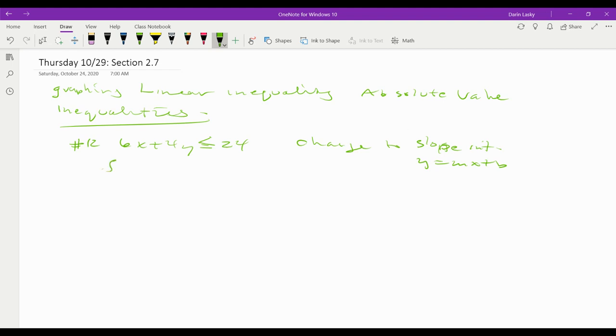So my first thing I'm going to do is find my x and y intercepts. If I'm going to find my y-intercept, x is going to be 0, so 4y is less than or equal to 24. So then y is less than or equal to 6. And then I'm going to do my x-intercept, which is going to say that 6x plus 4 times 0 is less than or equal to 24. That y is going to disappear, so x is less than or equal to 4.